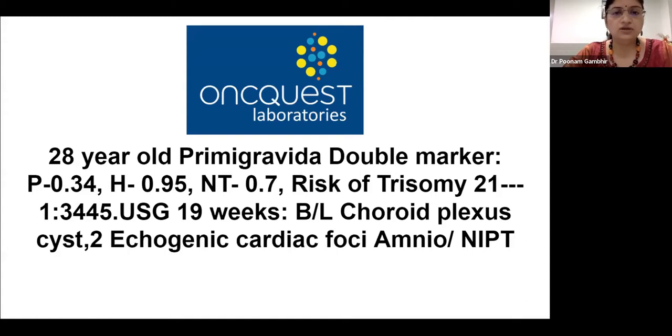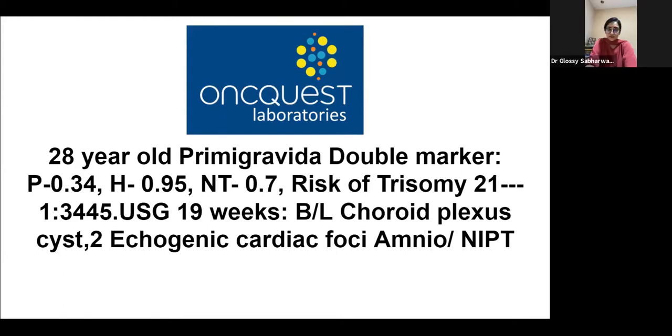In fact, we will straight away go for an NT/NB scan and invasive testing, whatever the patient opts for, whether CVS or MR. There's no role of screening in this. Okay, thank you so much, Dr. Poonam. That was quite explicit.